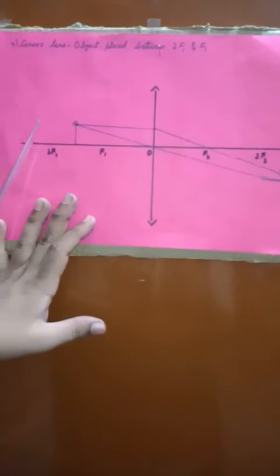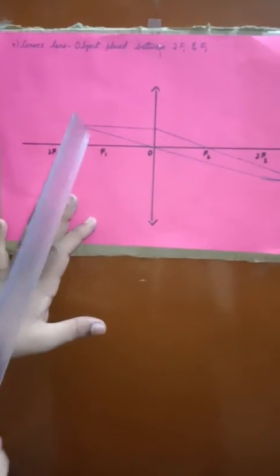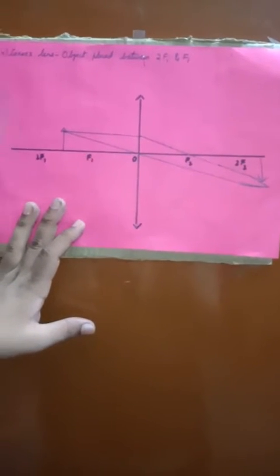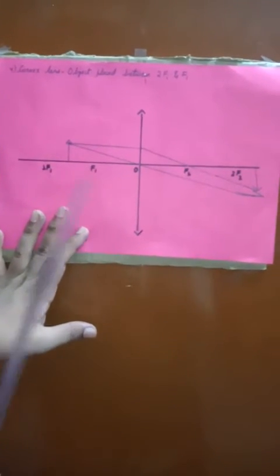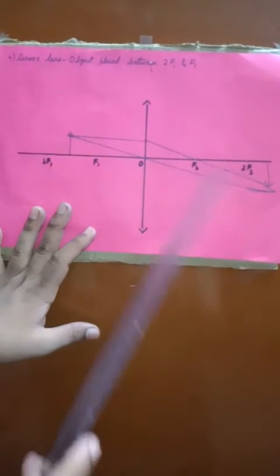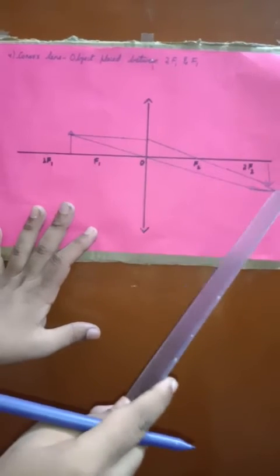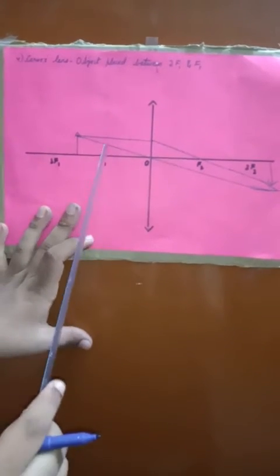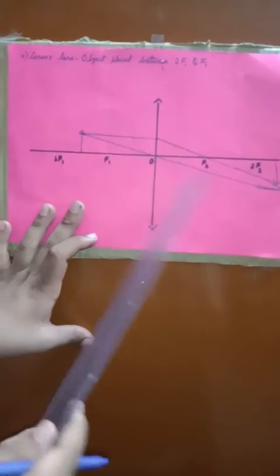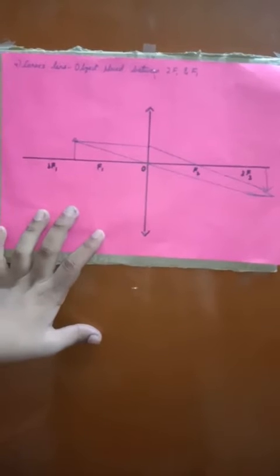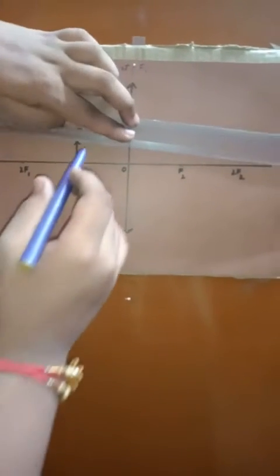So when an object is placed beyond C, the image is formed between F2 and 2F2. And for an object placed at 2F1, the image is formed at 2F2. And for an object placed between 2F1 and F1, so what is that? It is beyond 2F2. The same way, when you place an object on the focus, where would the rays meet? Yes, it is at infinity.